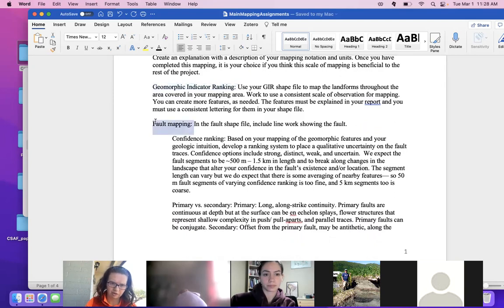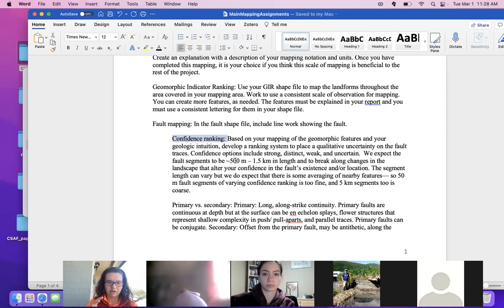Then for fault mapping, you're going to use the same shapefile that you've used for the past several assignments. This should include the faulting line work that you've been doing. You'll also be assigning a confidence ranking to the faults. Again, we want this to be based on your geologic intuition, and you can inform that using the geomorphic indicator ranking mapping that you've done.